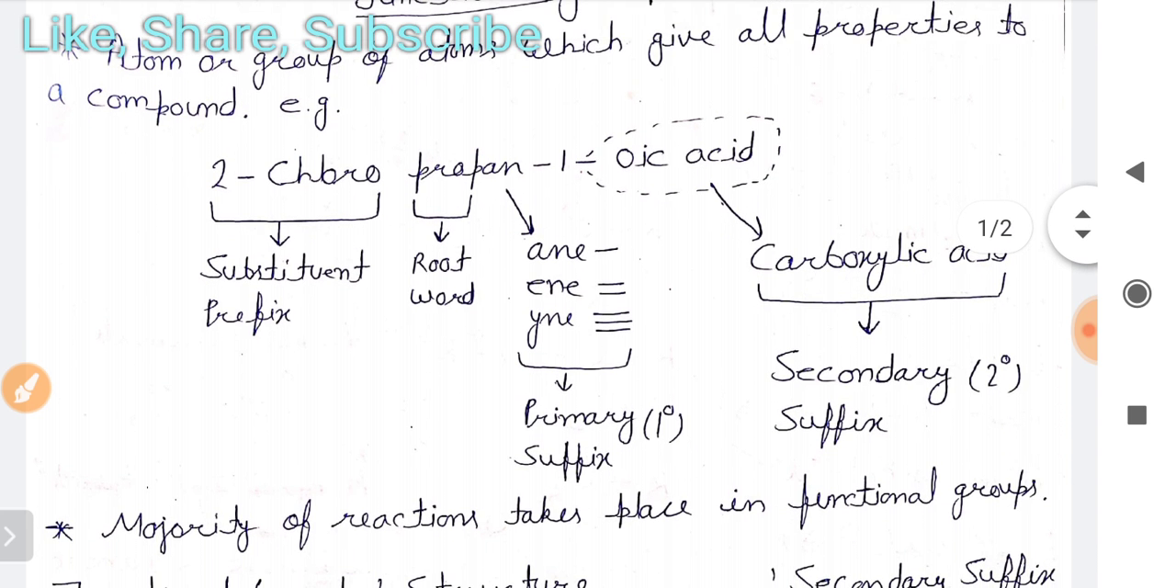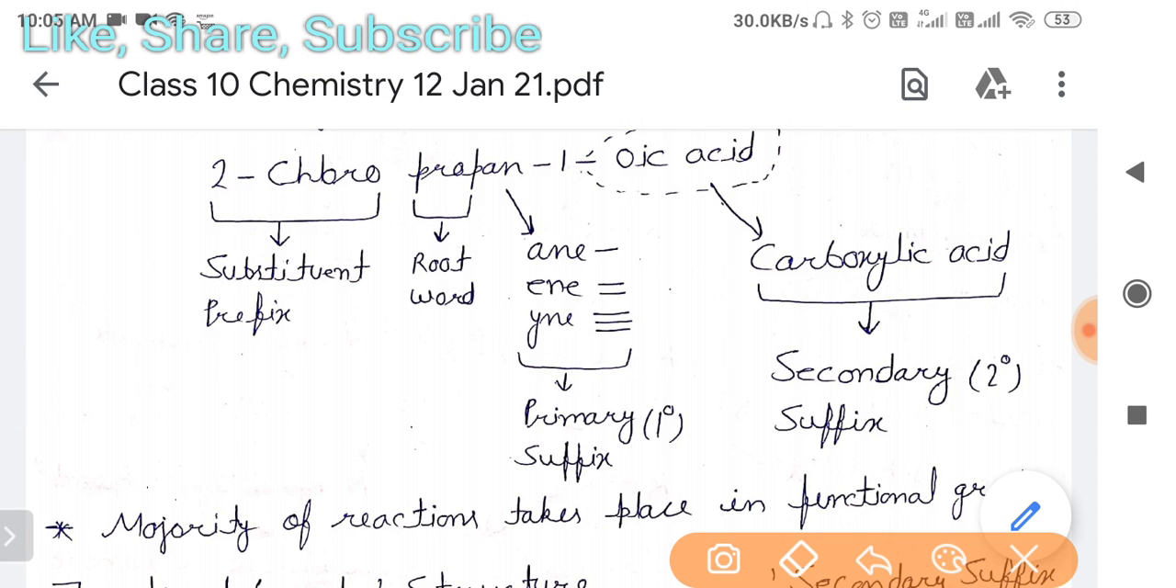So what you have to understand: the 2-chloro is a substituent prefix. It is known as chloro. Chloro, bromo, iodo, these are the substituent prefixes. Actually they also function as a functional group, as we will read after that, but IUPAC does not consider them. IUPAC considers them only as substituent prefixes.